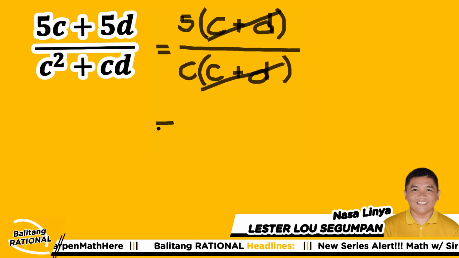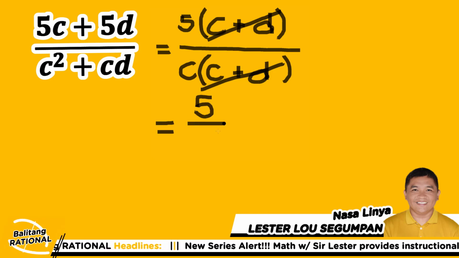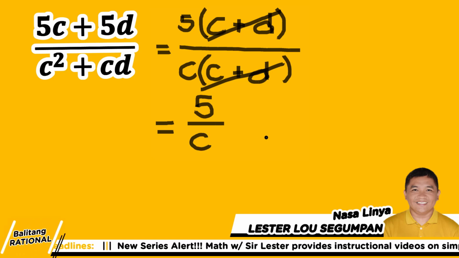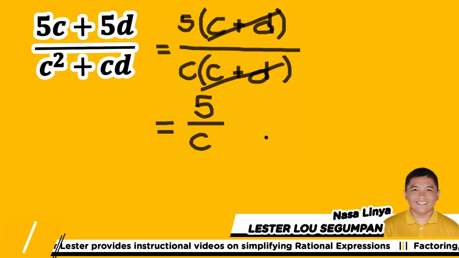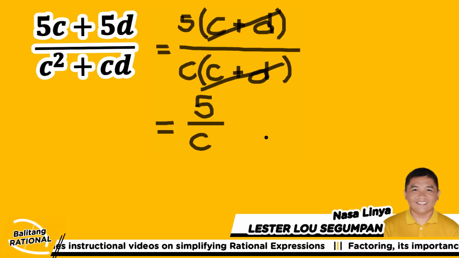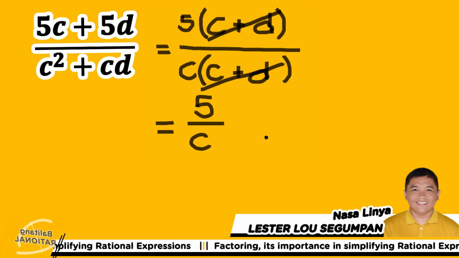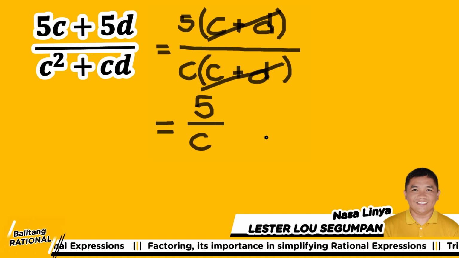Now that we are done with that, our final answer here is just simply yung mga natitirang terms at coefficients. So we have the result here for this expression starting with the original 5c plus 5d all over c squared plus cd. The result in its simplified form is just simply 5 over c. So ito po ang buong kwento ng video nito.